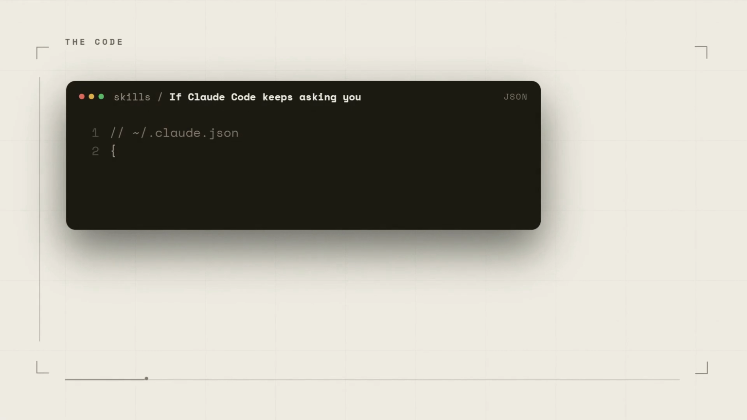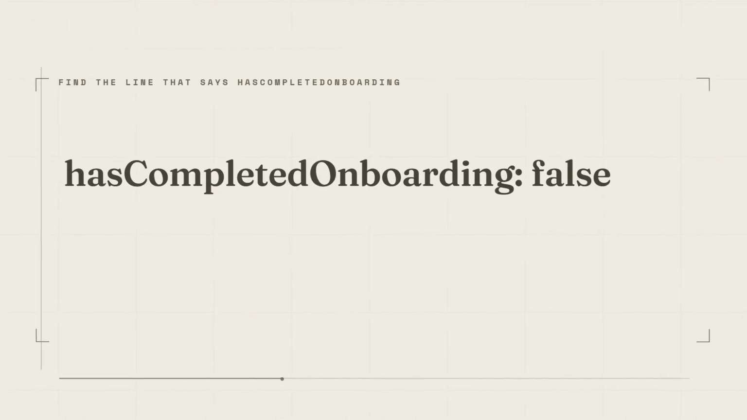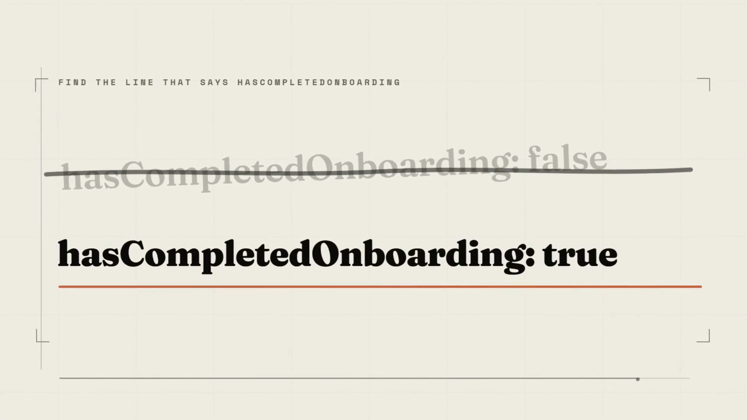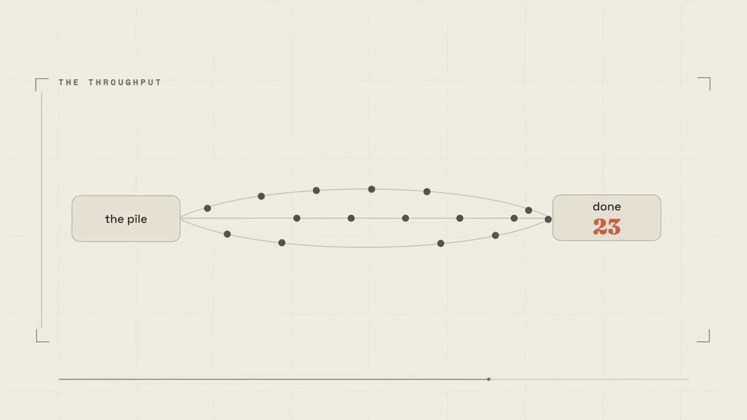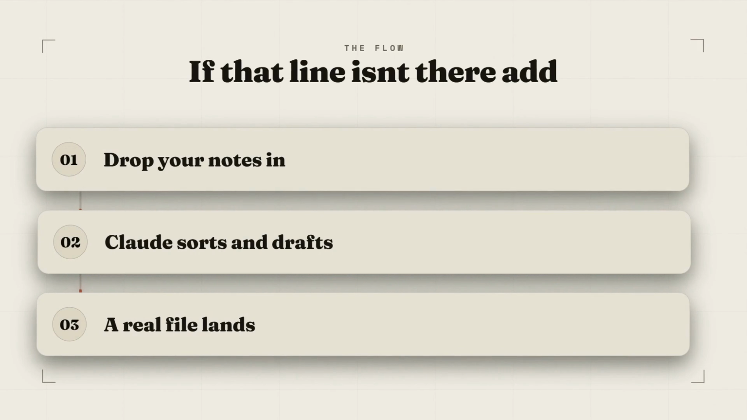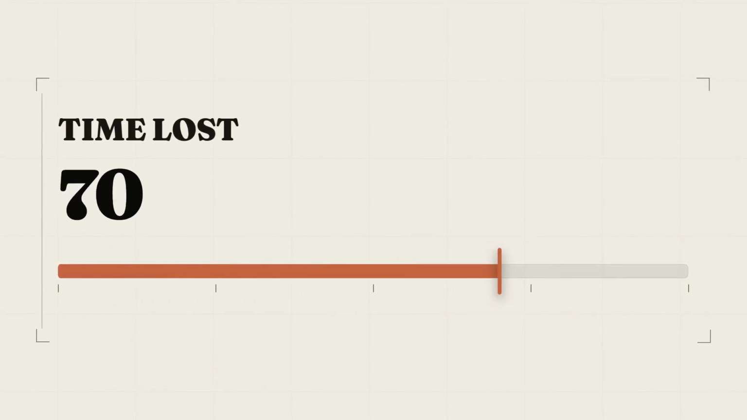One more gotcha, smaller but real. If Claude Code keeps asking you to log in through Anthropic even after you set the Qwen key, open the file called .claude.json in your home folder. Find the line that says hasCompletedOnboarding. Set it to true. That tells the tool you have already done the first run setup, so it skips the Anthropic login wall. If that line is not there, add it. Qwen's own docs mention this one. It is the kind of thing that will have you staring at a login screen for 20 minutes before you figure it out.